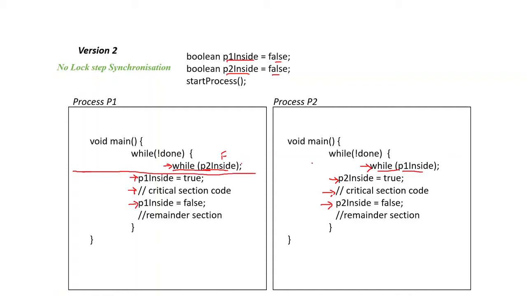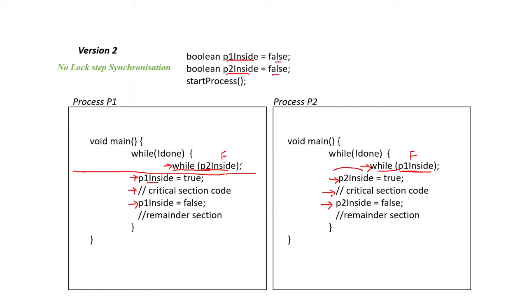Now say P2 is executing. When P2 tries to enter into the critical section, first it needs to evaluate the value of the variable p1 inside. When it evaluates the value of the variable p1 inside, this evaluates to false, because before P1 could complete executing this step, it was suspended. So now p1 inside is evaluated to false.